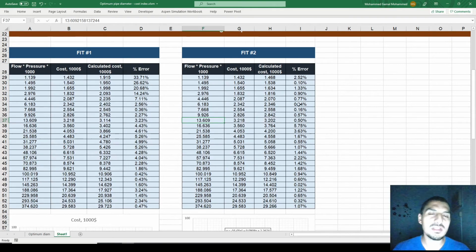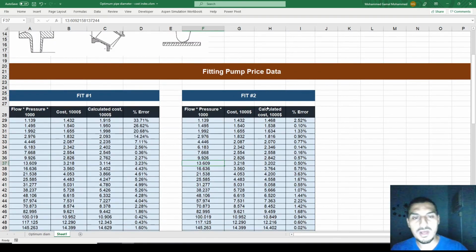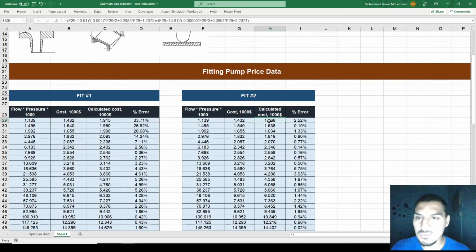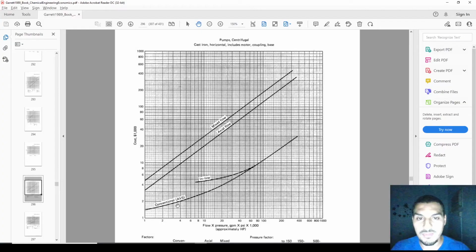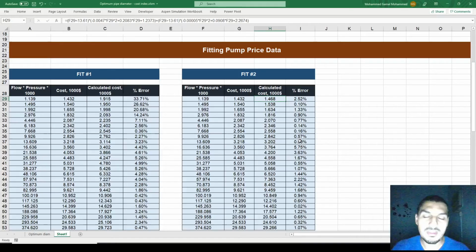If you're interested in understanding how I did this, I have already posted a video on how to fit hard-to-fit data, and I'm going to put a link to this video in the description in case you are interested. Anyway, to make a long story short, this is the equation that I'm going to use to describe the graph that I have here, which is this graph.